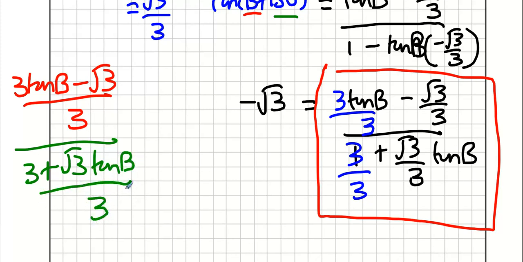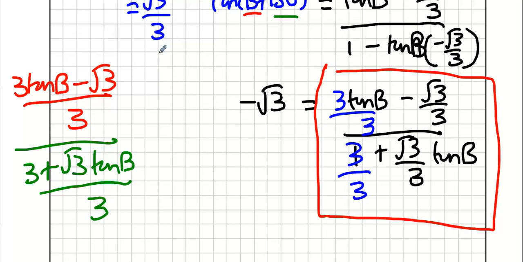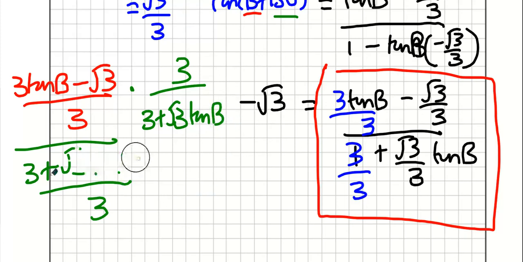Now remember the trick we taught you with fractions. If you have 2/5 divided by 3/4, you bring the 3/4 to the top and you turn it upside down. That's what you would have learned at junior level. So you're going to take that bottom green fraction, bring it to the top and multiply it. So it's actually going to be 3 over 3 plus root 3 tan B. This is all the fun right here.